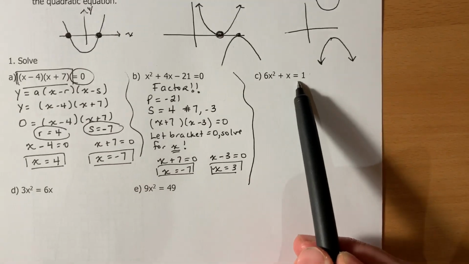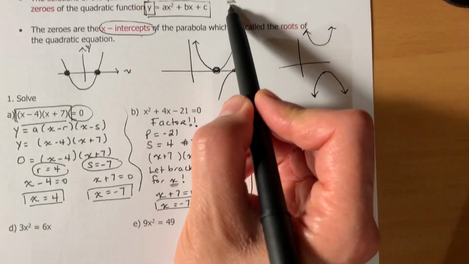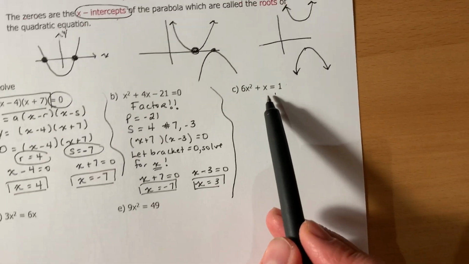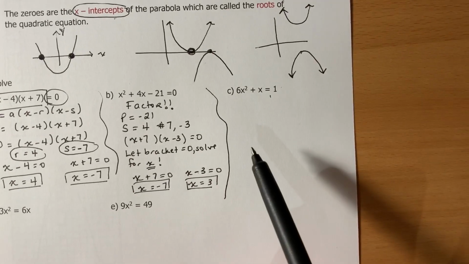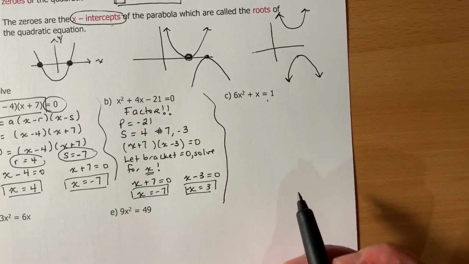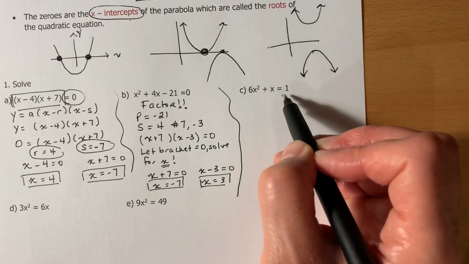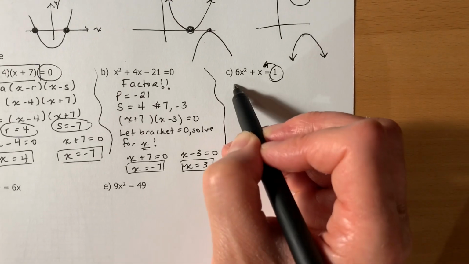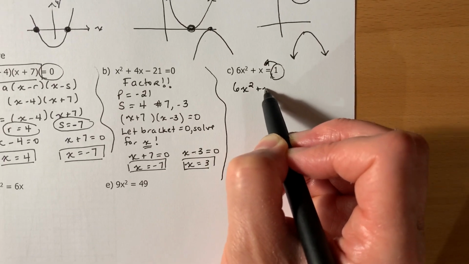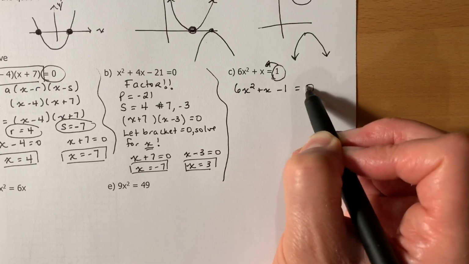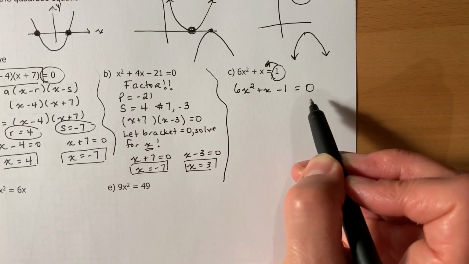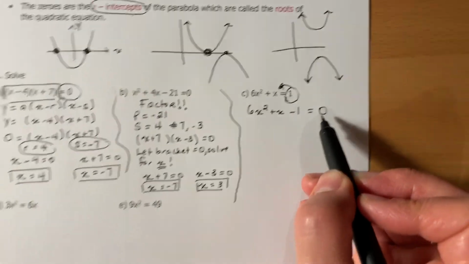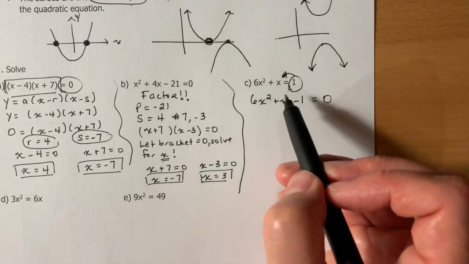Here is my quadratic. Remember, every quadratic needs to equal 0 because we're looking for the x-intercepts. What do I notice this equals? This equals 1. What does my quadratic have to equal? It needs to equal 0 because I'm looking for an x-intercept, so I make it equal 0 by moving this to the other side. So I get 6x squared plus x minus 1 equals 0. Your quadratic must equal 0 to solve it because you're looking for an x-intercept, and y equals 0 at the x-intercept. So you have this.